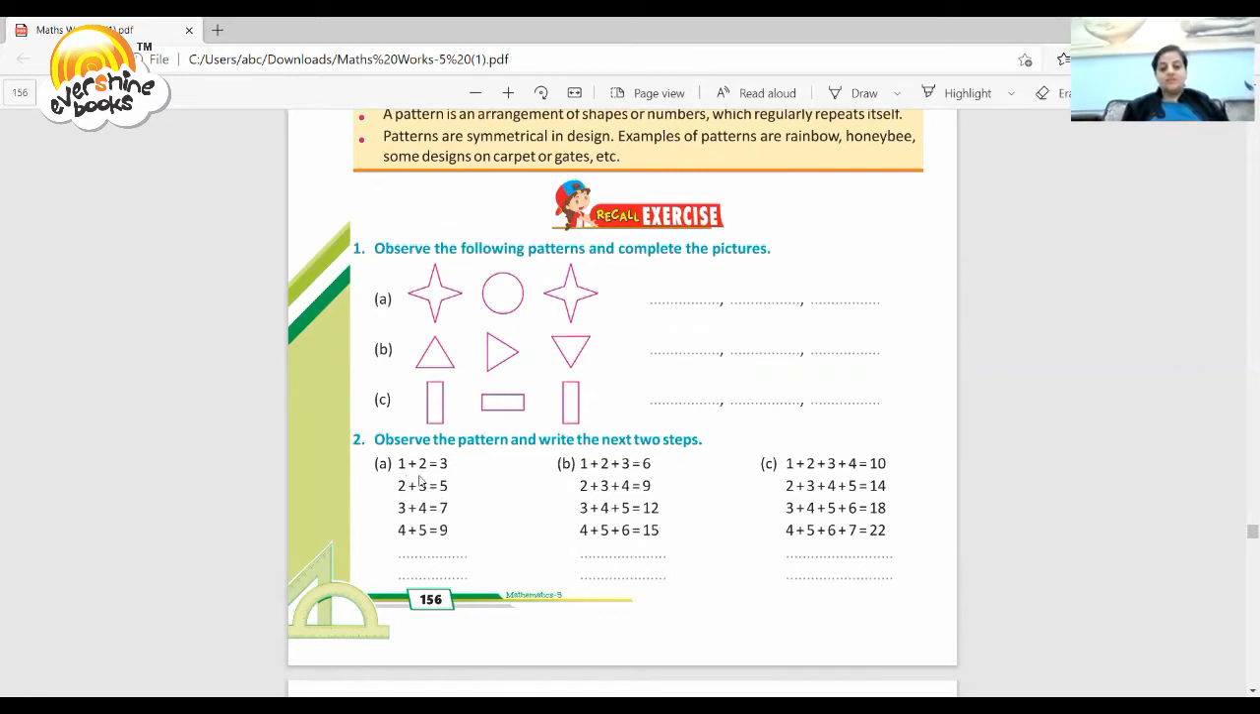Here it is given: 1 plus 2 is 3, 2 plus 3 is 5, 3 plus 4 is 7, 4 plus 5 is 9. So what you have to do is add the next number to the number. Like after 4, 5 is coming; after 2, 3 is coming. So you will write here, I'll tell you. See, here you write 5 plus 6 is 11. 6 plus 7 is 13, like this.